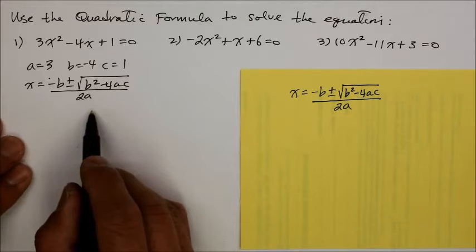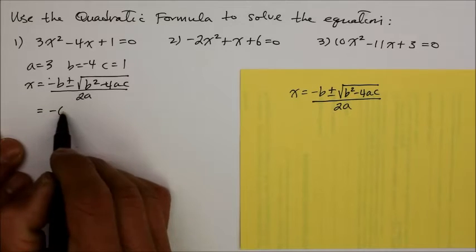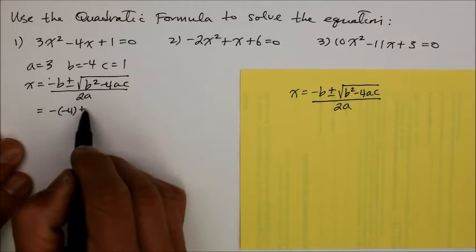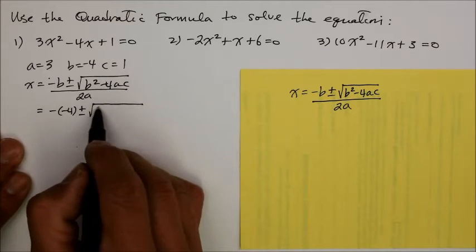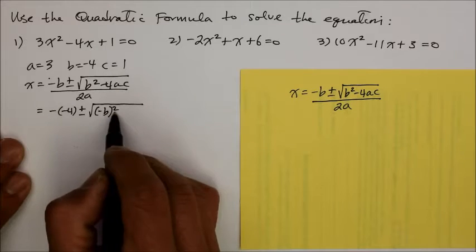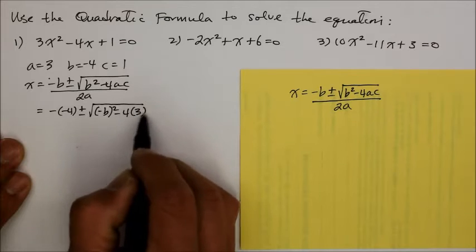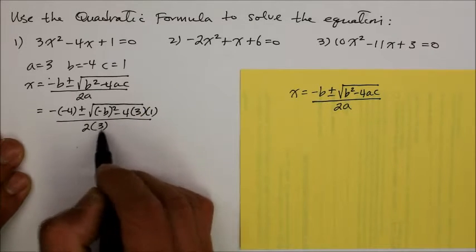It's going to be a lengthy process. Here we go. We have negative b, which is negative times negative 4. Don't do anything else, just substitute in all the numbers and start evaluating step by step. Negative b, which is negative times negative 4, plus or minus the square root of b squared, negative 4 to the second power, minus 4 times 3 times 1, all over 2a, which is 2 times 3.